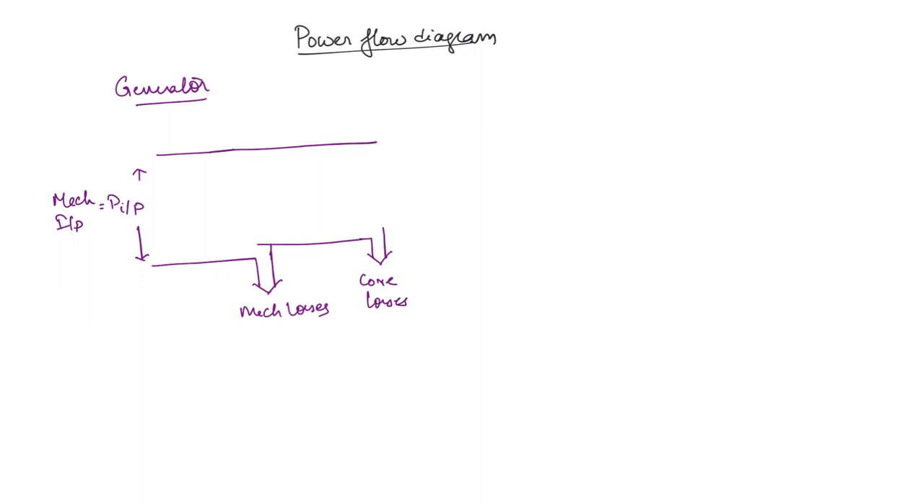Now what will be the remaining energy? This will be the remaining energy. So now this energy that is available after we take out the mechanical and the core losses is the energy that is converted from mechanical form to electrical form. So we will represent it as P converted.